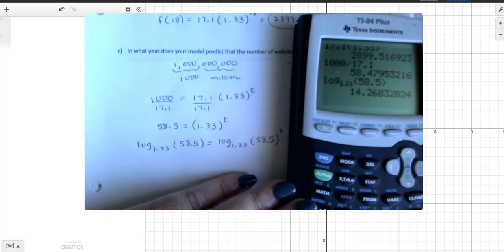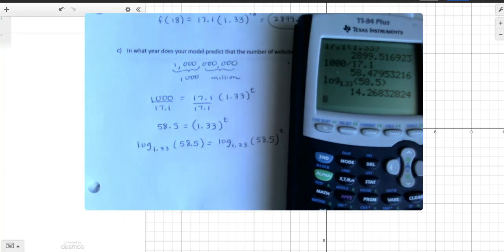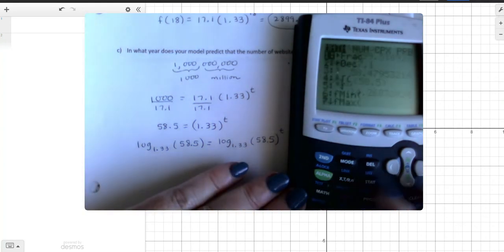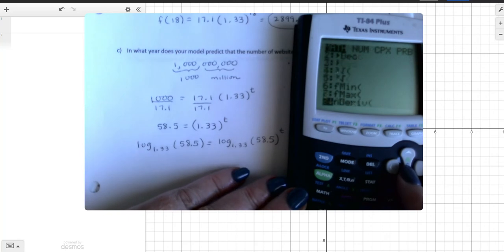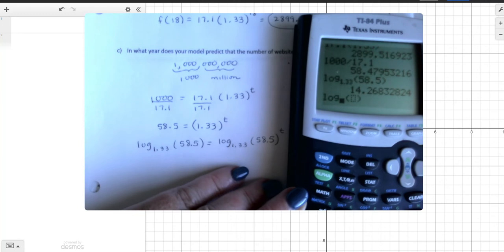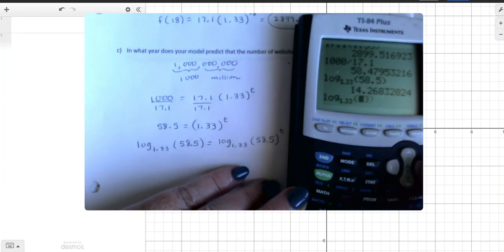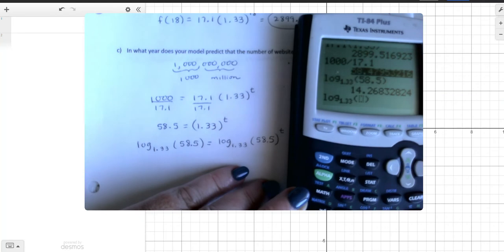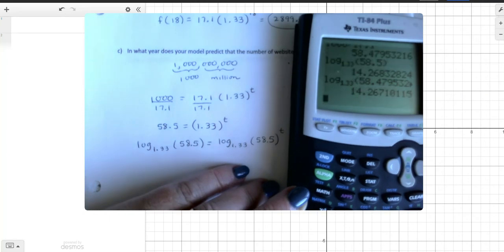And you know what? Actually, I said I was going to do something, and I didn't do it. Instead of rounding that to 58.5, I was going to go back up and use that whole number that I had. I'm going to redo it. Keeps more accuracy. So log base 1.33, and I'm going to go up there and grab that whole number in all its glory. It's the same for the first couple of decimal places, but you'll notice there is a slight difference by the time I get to the third decimal place. So I'm going to call that 14.267.